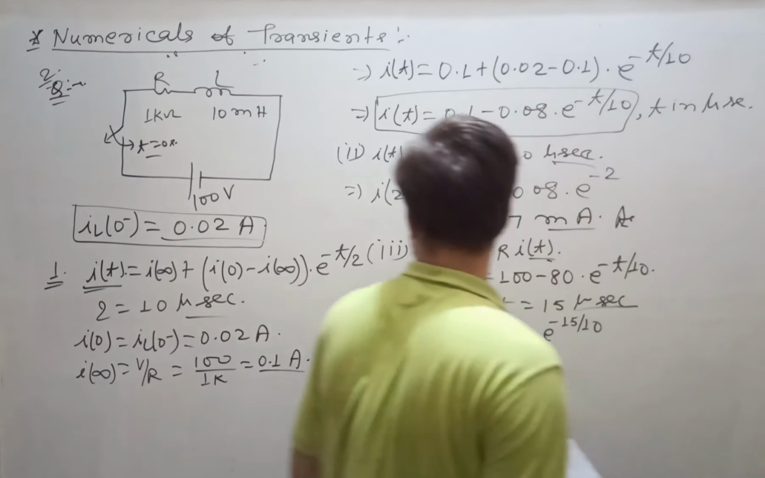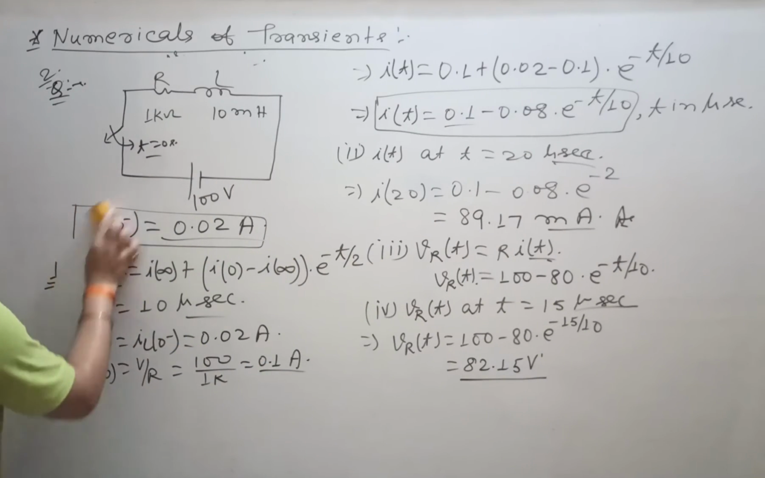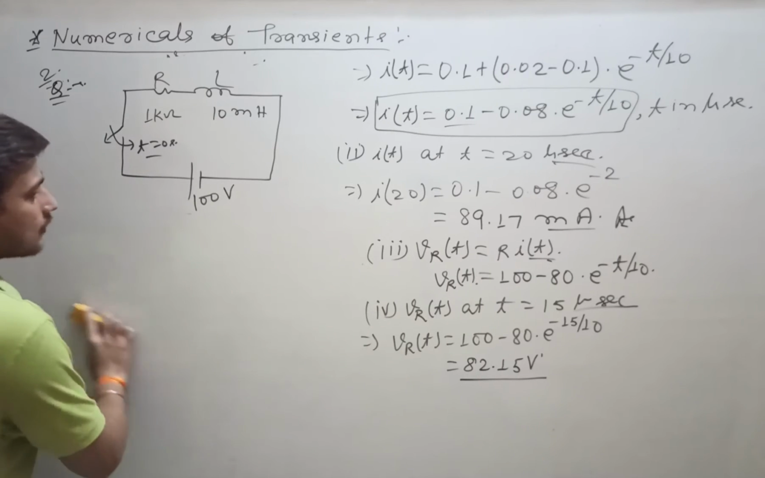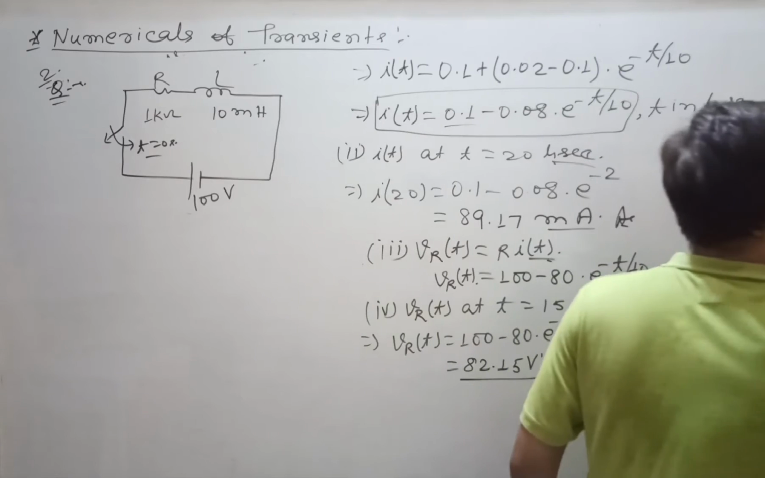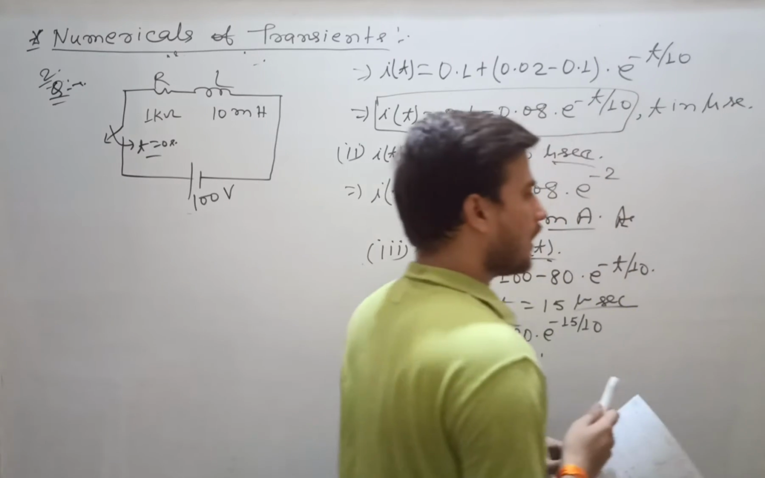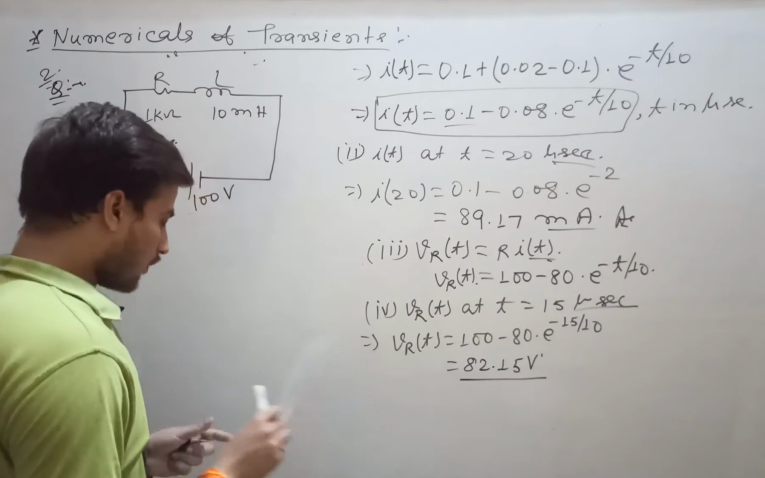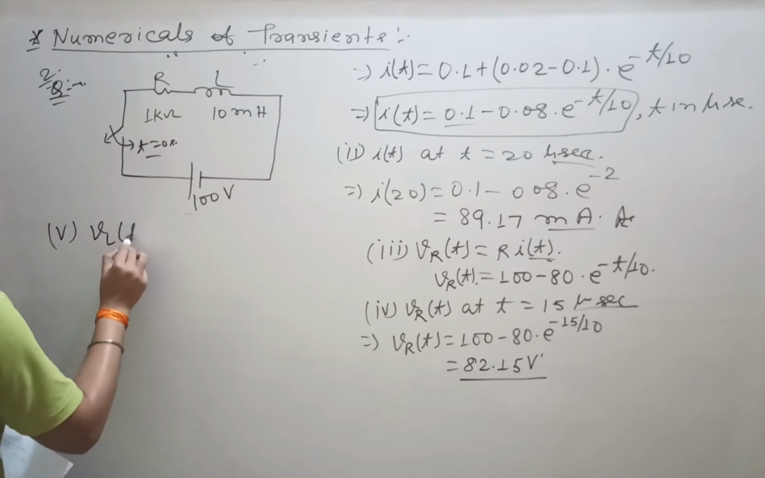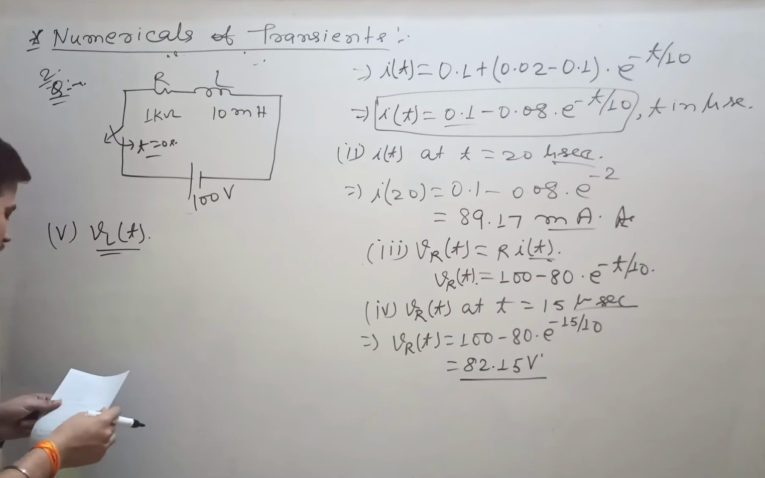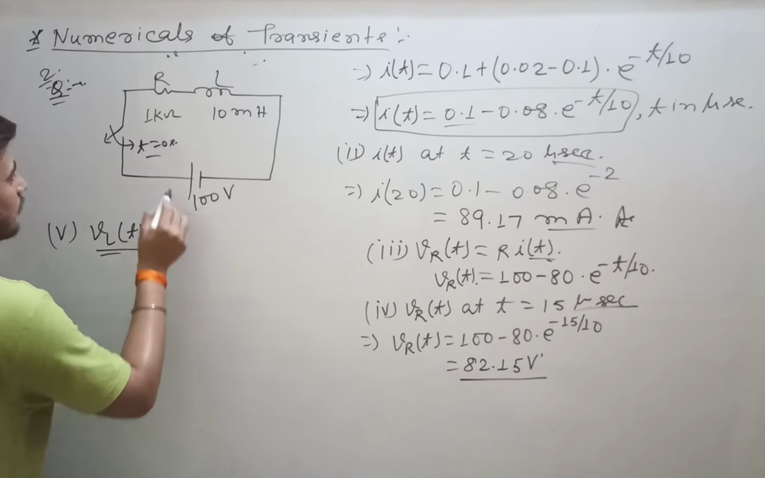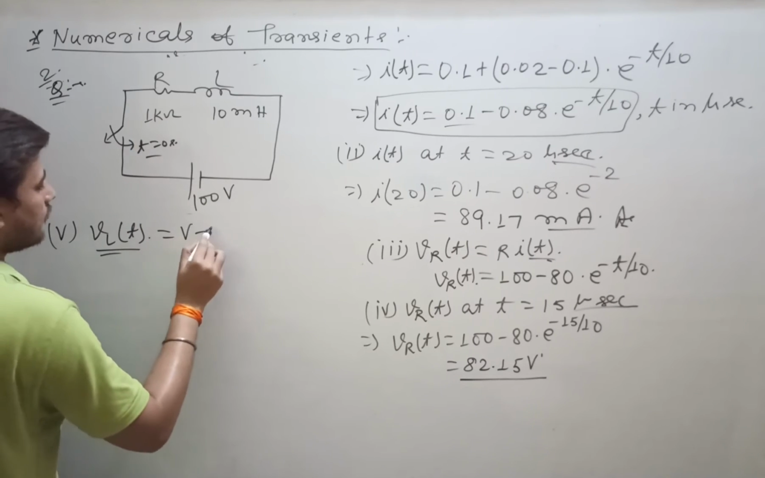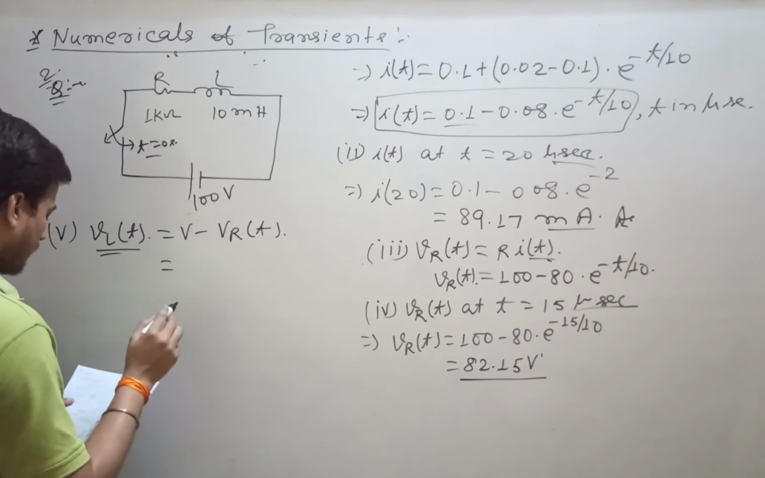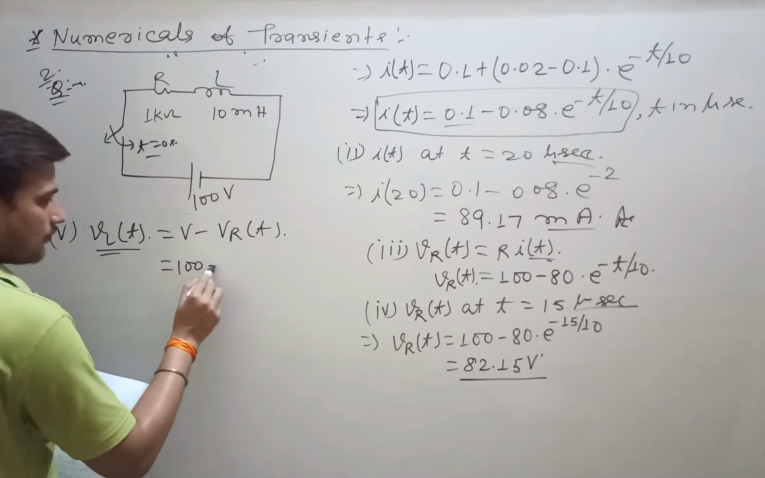Next, two more questions are given in this part. That means we have to write the expression for VLT. The fifth question is we have to write the expression for VLT. So what will be the expression for VLT? Again it will be nothing but V minus VRT, that means 100 minus VRT.